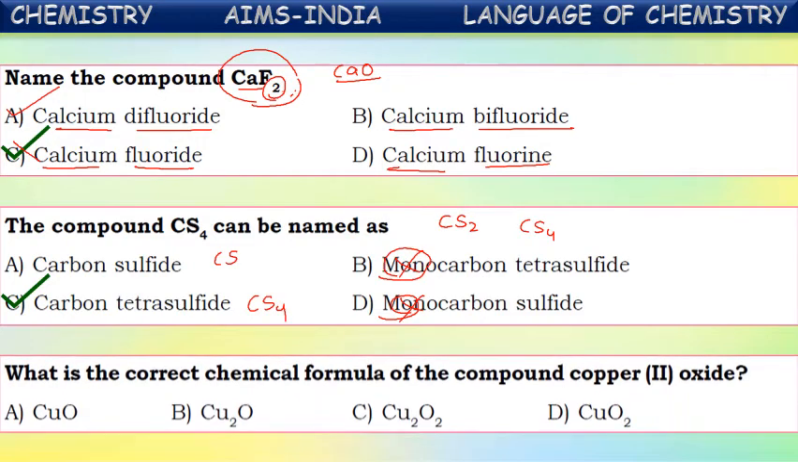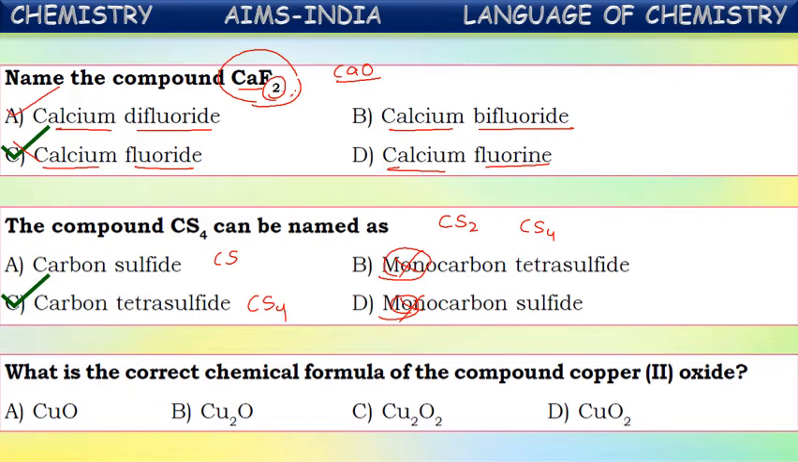Come to the next question. What is the correct chemical formula of the compound copper(II) oxide? Simply, copper is Cu and oxide is O. Copper is 2, and oxygen is already 2, so both get cancelled. The formula is CuO. So the copper oxide formula is CuO.